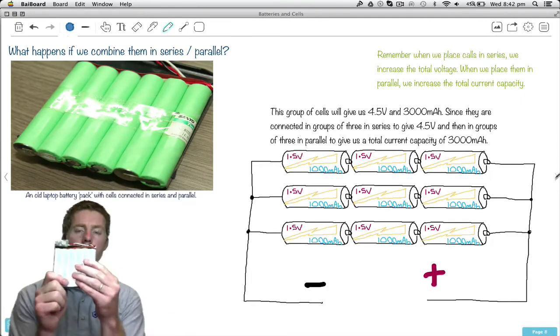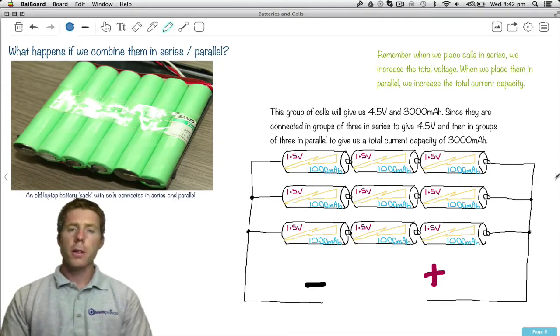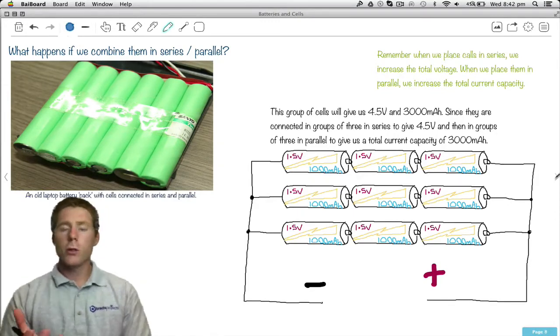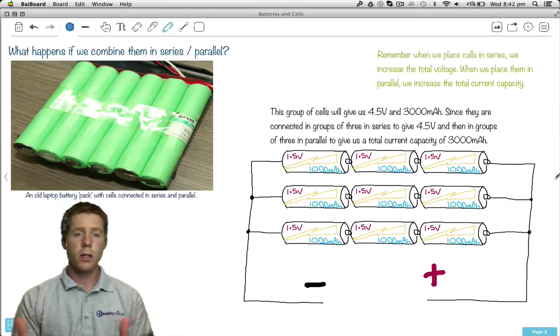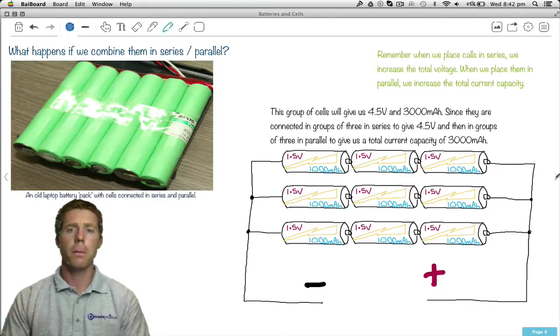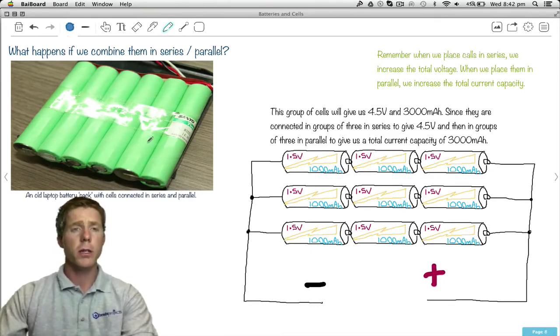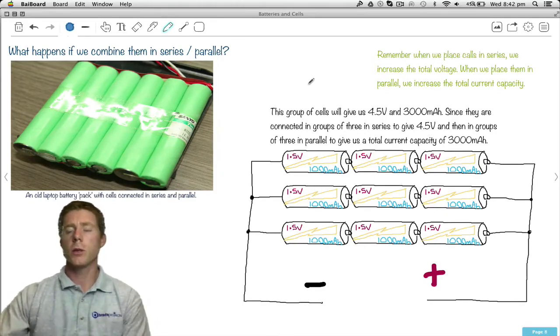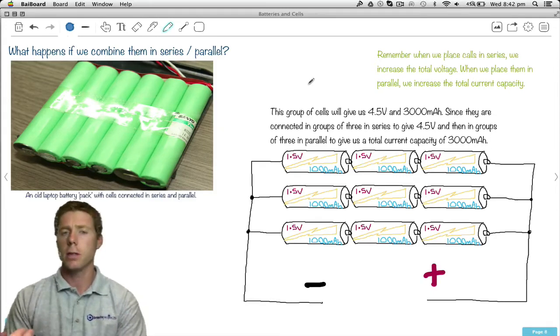What happens if we combine them in series and parallel, which is what this thing is doing? Well, a lot of laptop battery packs or remote control car type battery packs and other things as well, they connect them together in a combination of series and parallel. So I've got a picture right up here, an old laptop battery pack with cells connected in series and parallel. Remember that when we place cells in series, we increase the total voltage. When we place them in parallel, we increase the total current capacity.